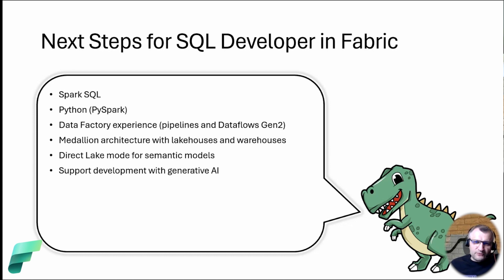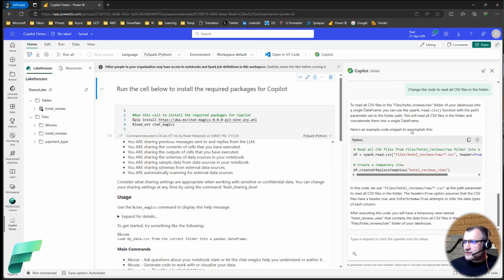And Direct Lake mode, which I didn't cover here, but it is a super strong mechanism to query data sitting in lakehouses and warehouses from your semantic models. And of course, development using generative AI. If you have this chance and you have F64 capacity, you should establish this. Enable Copilot by just clicking Copilot in your notebooks, for example, right now in notebooks, and you can then put in your prompts and generate some code using generative AI.